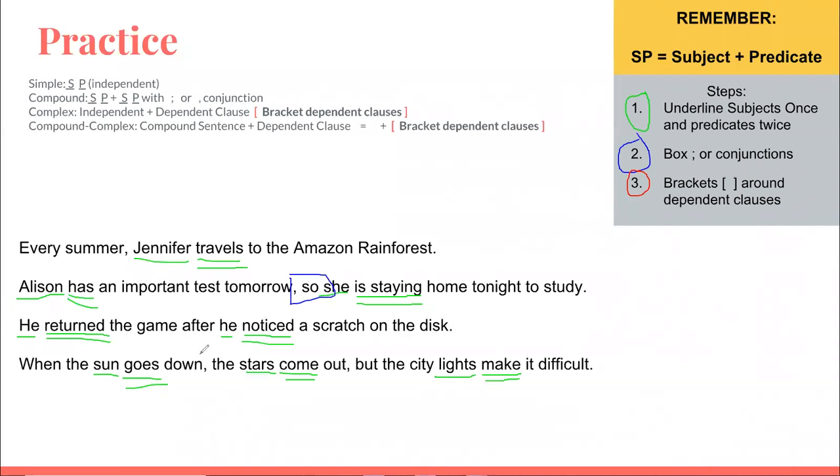There's a comma, but there's no conjunction here. And there's another comma, but is a conjunction. So I'm going to box that. Okay. So we've done step 2 through all of them.